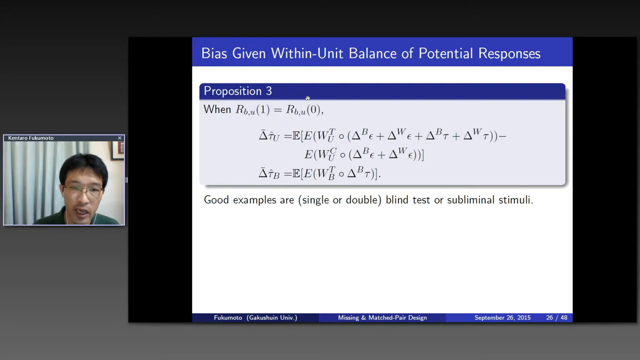So next I consider the case where the potential response does not depend on the treatment status. So R of 1 is equal to R of 0. In this case, the bias of the unitwise deletion estimator contains a between block error term here, but the blockwise deletion estimator does not contain the between block error term here. Good examples of such situations are blind tests or subliminal stimuli, because subjects don't know the treatment status, so they cannot change their response pattern depending on the treatment status.